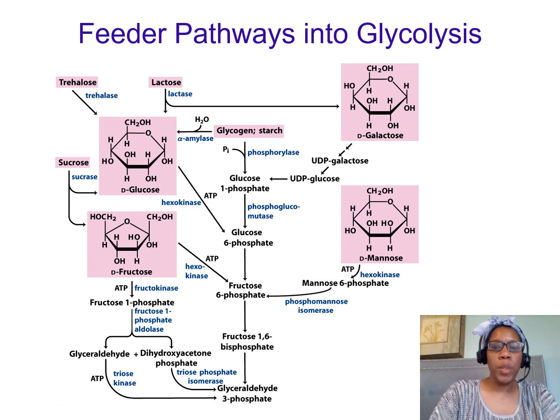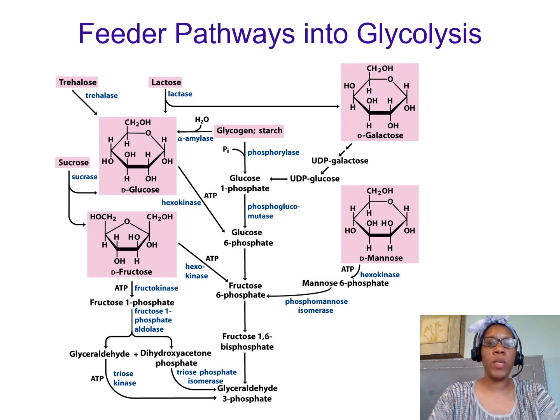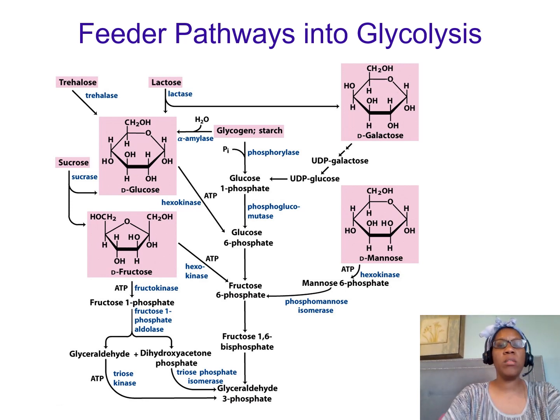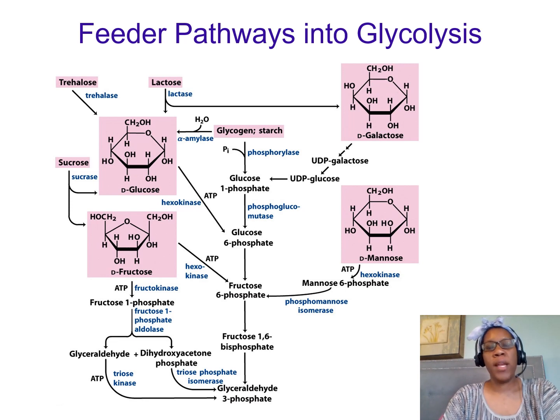You should also remember, as a review, another objective we had was to learn the feeder pathways into glycolysis. And so we learned glycolysis is 10 steps. We get pyruvate, and utilizing glucose. But there are other carbohydrates we know that we eat. We eat a lot of glycogen. We eat a lot of starch, actually, from potatoes and wheat and rice and all that stuff.